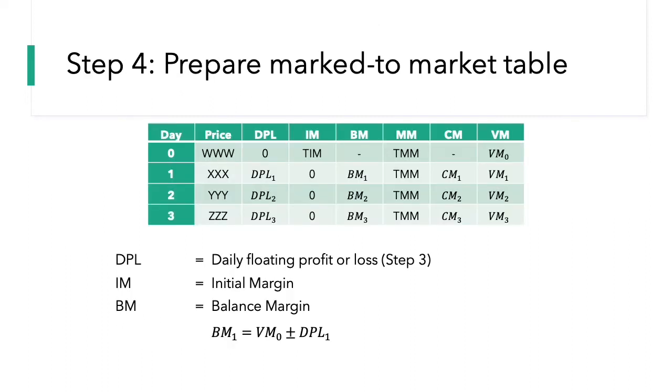Step number 4, you need to prepare mark-to-market table. So mark-to-market table, we have 7 columns. The first column is price, and then we have DPL. DPL is daily floating profit or loss, which you get from step number 3. And then you have column IM. IM is initial margin. And then you have column BM. BM is balance margin. MM is maintenance margin, CM is call margin, VM is variable margin.